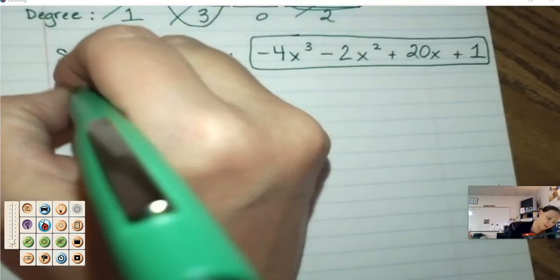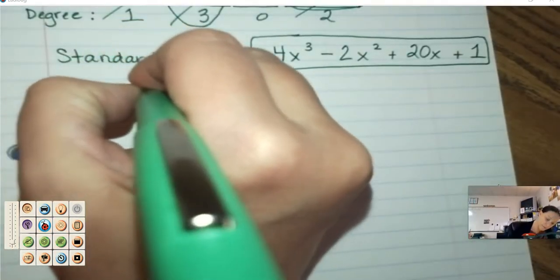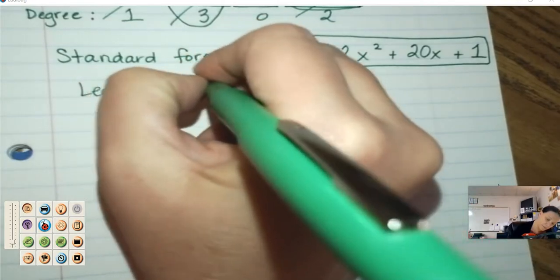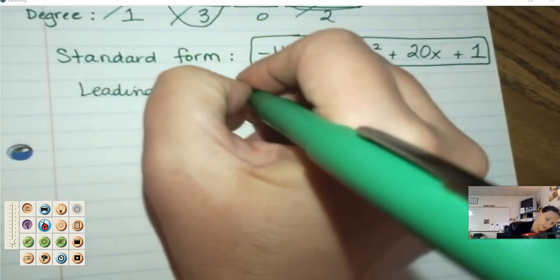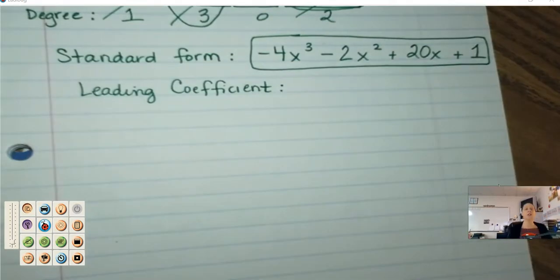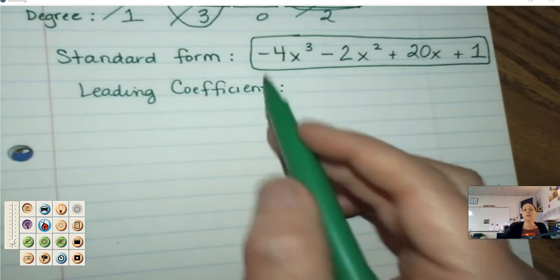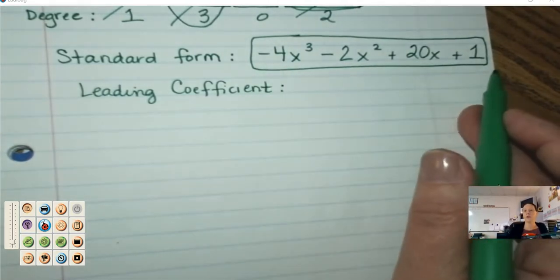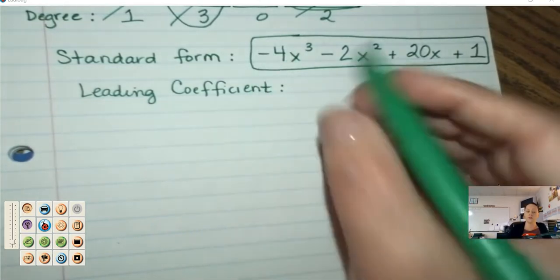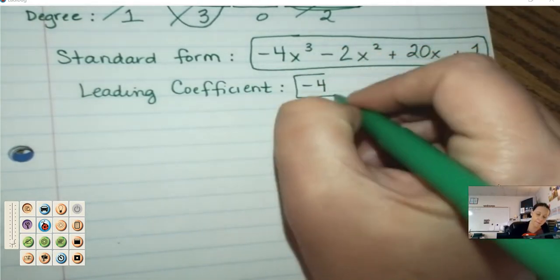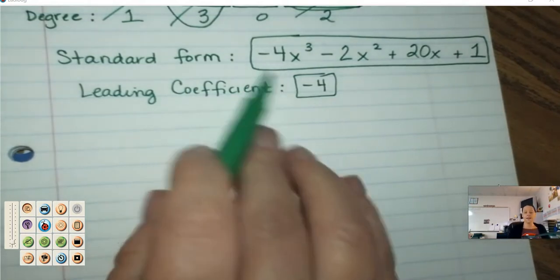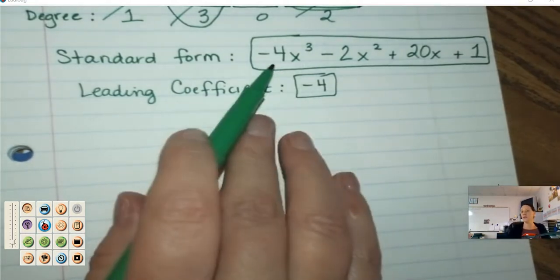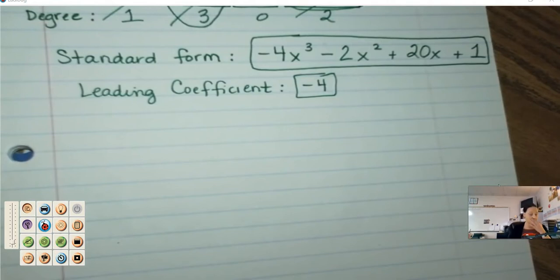And then leading coefficient. So coefficients are the numbers that are touching the letters, right? They're at the very front of the letters. So the leading coefficient means just what's in front. So it has to be written in standard form first, and then the leading coefficient is a minus 4. If it is a negative, you have to put a negative. If not, if you put positive 4 as your answer, you're going to get that marked wrong. Okay, let's try another one.